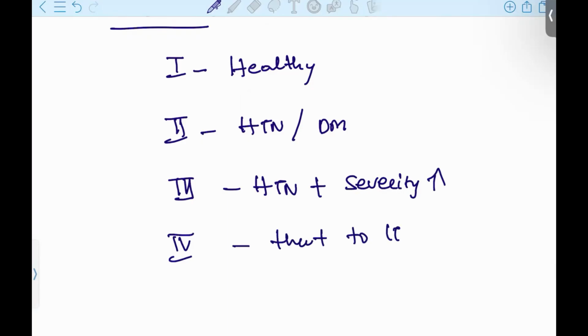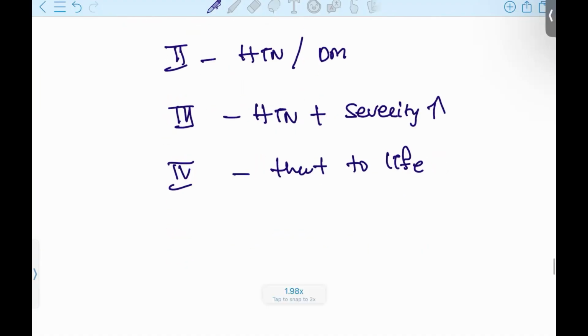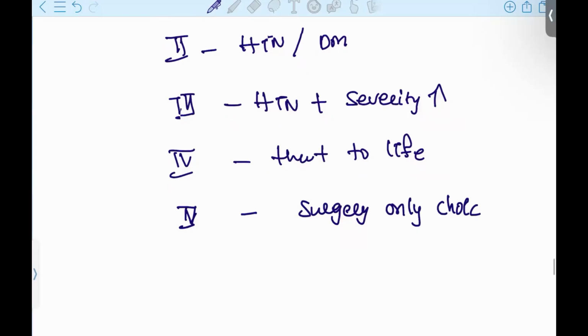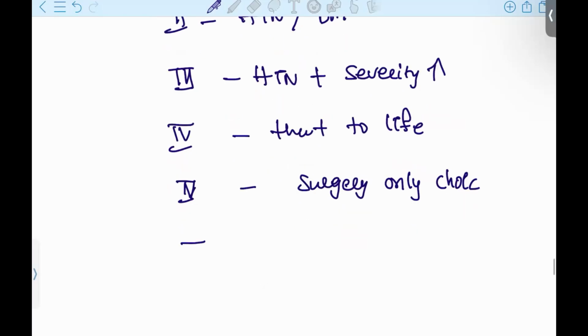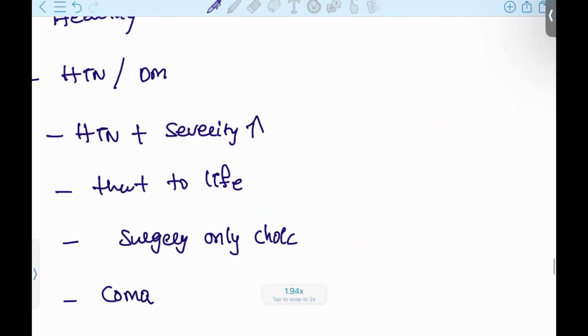Threat to life is seen. Next, grade 5. Grade 5 is for when surgery is the only choice. Okay, surgery is the only choice for this patient. Otherwise, the patient will die. Next, grade 6. This patient is already in a coma or the brain death stage.